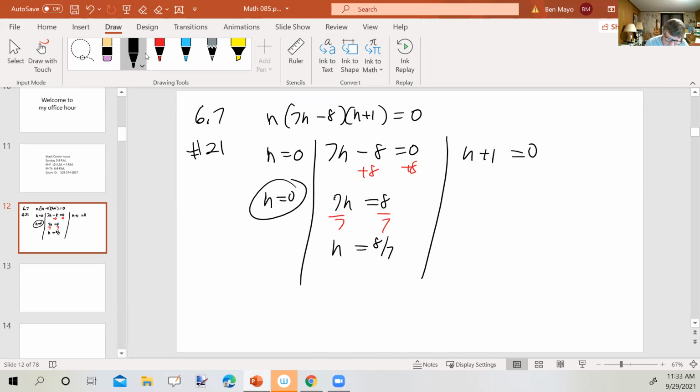h plus 1 equals 0. We'll subtract 1 from both sides. h equals -1. So we've got 0, comma, 8/7, comma, -1. Now, keep in mind, as we talked about, I think it was a couple days ago, when you put 8/7 in, if you put a comma there, it's going to mark it wrong. So you've got to use the right arrow to move the comma outside of the denominator of the fraction. So be sure to do that. Any questions on 21 before we go on?